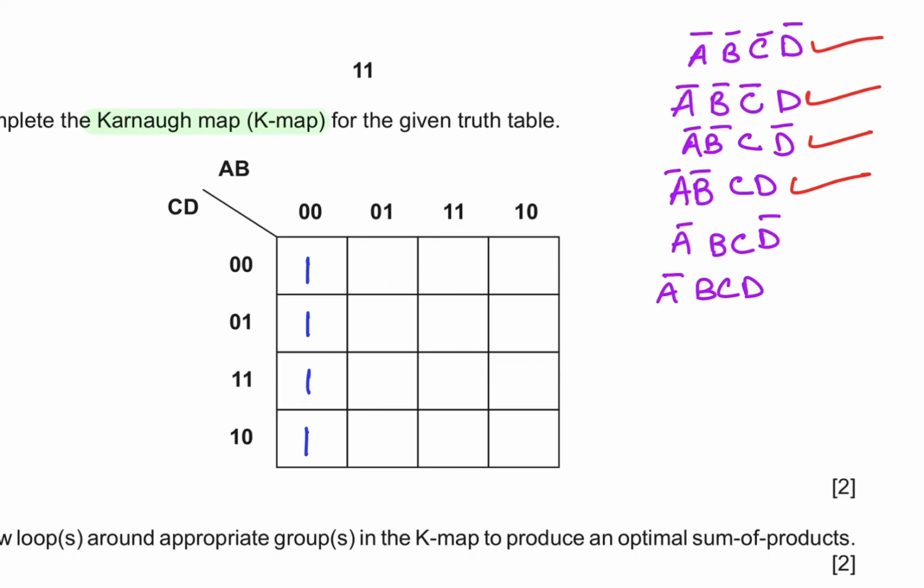A complement means 0, B means 1, C means 1 and D complement. So A complement and B, which is this row. A complement, B is 1. C and D complement is here. So the answer will be here. That's also done. Then A complement, B, C, D. Simple. This one. And the rest of the places you have to write 0.